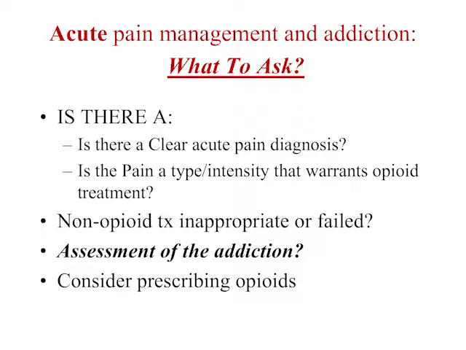I think it might have been called chronic fatigue syndrome in the past and hypoglycemia in 1978 when I was a first-year med student, but I'm not sure. But is it a clear diagnosis? And is it the kind of diagnosis that would warrant an opioid in anyone else because it's severe enough? So that's the first question. The second question is, is non-opioid treatment inappropriate or has it failed?